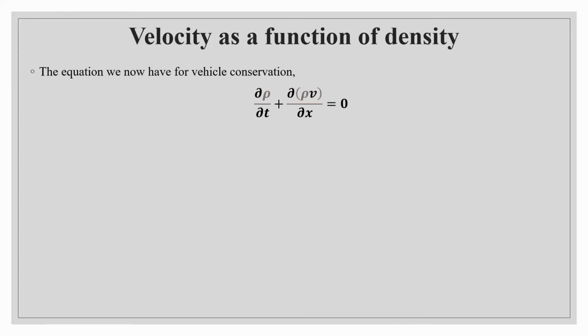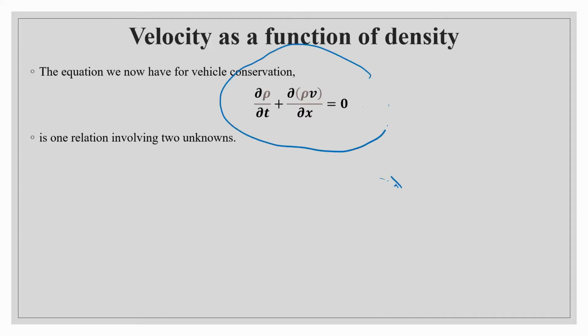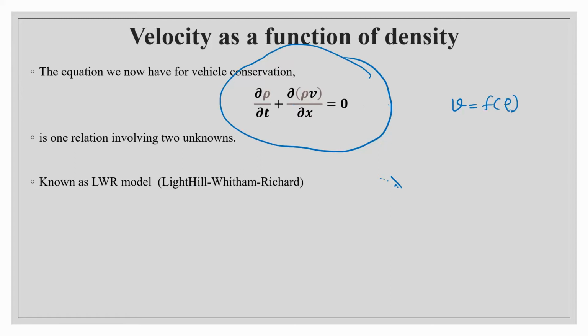Now if you see that this is our equation, right? We have derived this equation, and if you see this equation, you can see that I have only one equation, but there are two unknowns involved, so it is not solvable because we have one equation and two unknowns. So what we do, we consider V as some function of rho, and this model is known as the LWR model. Why is this called LWR? Because it was invented by Lighthill, Whitham and Richards.